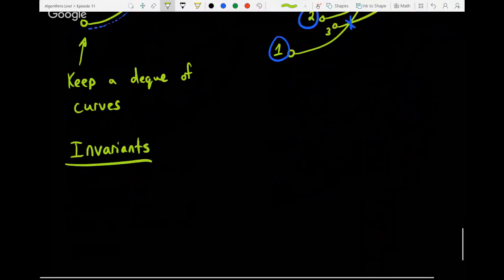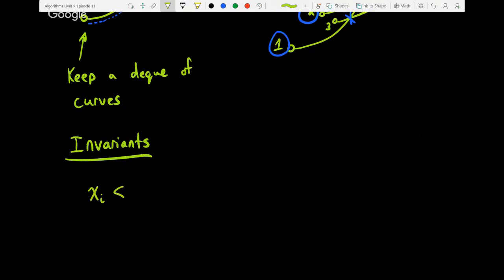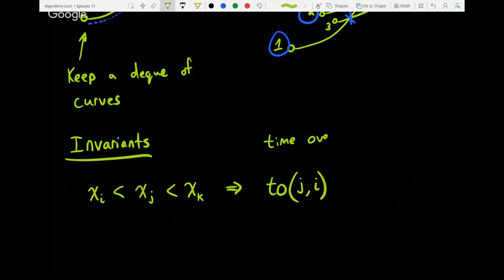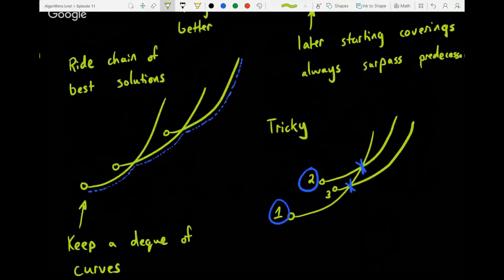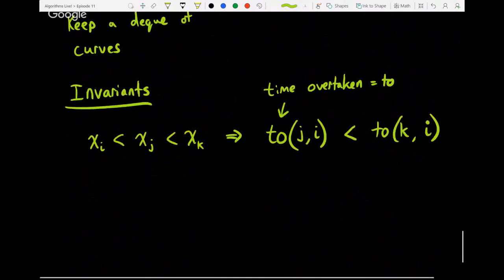So here are our invariants. I have some x coordinates. Those are our positions. And what I'd like to do is, if x_i is less than x_j, is less than x_k, and this is the order on the stack, then I'd like to ensure that the time that j overtakes i, so I'm writing t_o, time overtaken, that's basically going to be a function. So that's what I'm defining as t_o. The time that j overtakes i should be strictly less than the time that k overtakes i. That's the invariant I'd like to maintain. And so what we'll get is this nice chain of solutions always going up as we move from left to right.